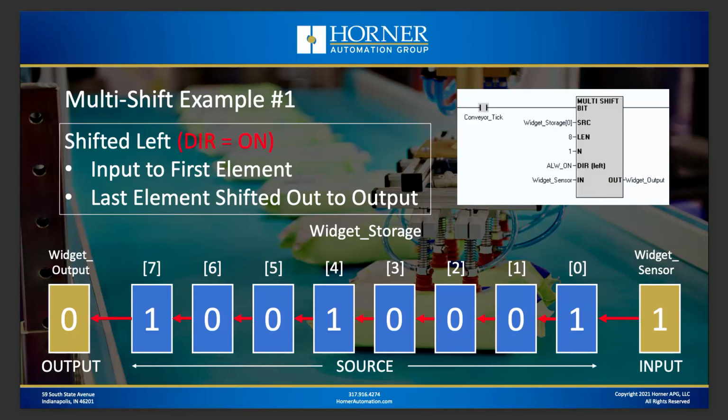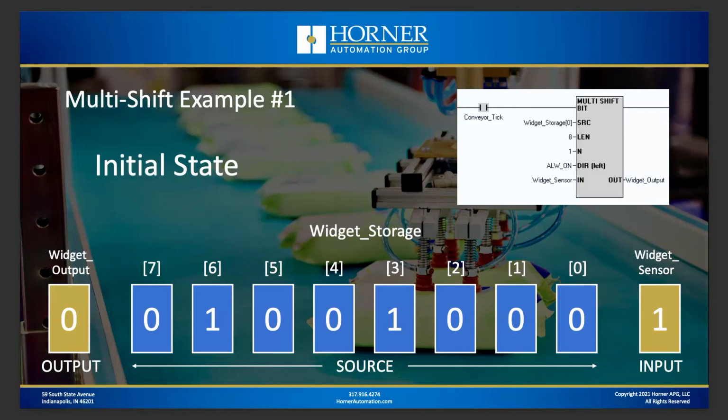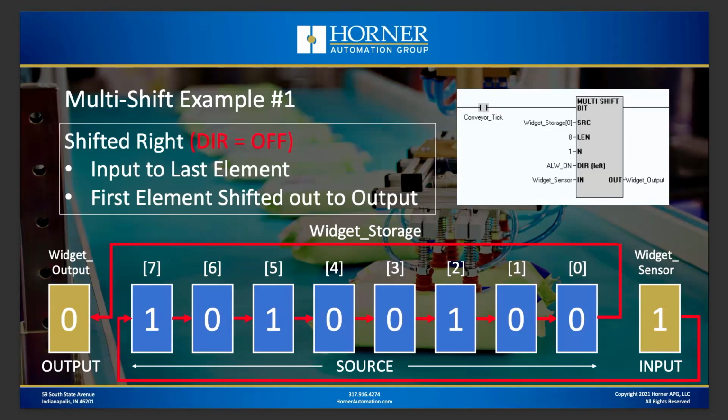Now let's go back to our initial state, the same data we started with, but this time we're going to shift it right. To shift it right, we need to assign a 0 to our direction variable. I'm not showing it in the upper right-hand corner snapshot, but effectively we would be assigning always off instead for our direction. In this case, our input doesn't go to the first element.